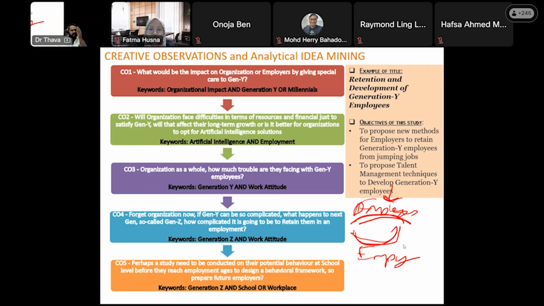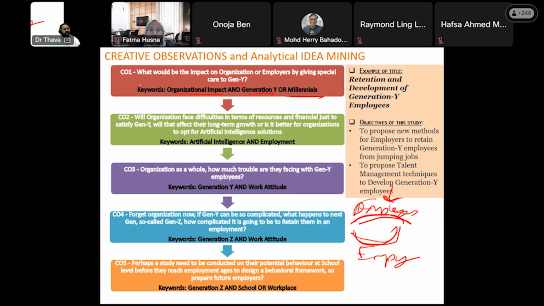If you're looking at certain things from one direction, what if you look from the other direction? What do you get at the end of the day? I'll show you the literature in a while. Looking at it from the employer point of view, my first question would be: what would be the impact on organizations or employers by giving special care to Gen Y? The keywords here are organizational impact, Generation Y, millennials.